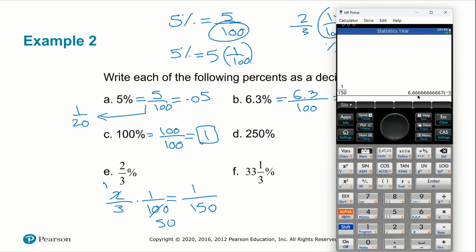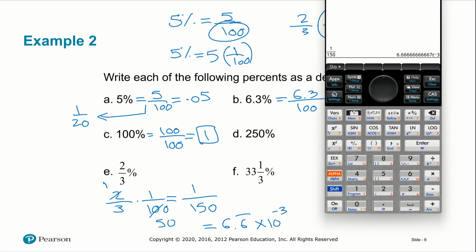So I end up with a number that's clearly 6.6 bar. Remember, it's being rounded there. This is really just a repeating 6 times 10 to the negative 3. Remember, they're giving you the answer in scientific notation. So that means if I want to actually have a regular decimal, what I'm going to do is I'm going to move the decimal 3 places to the left.